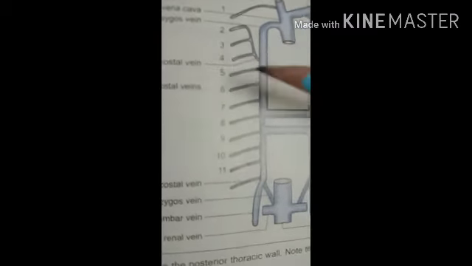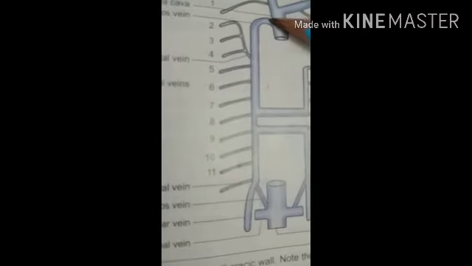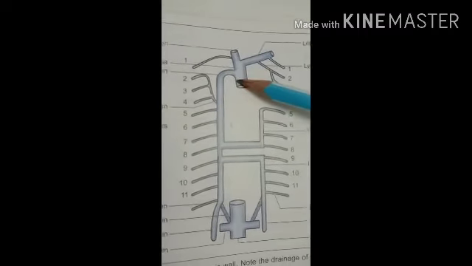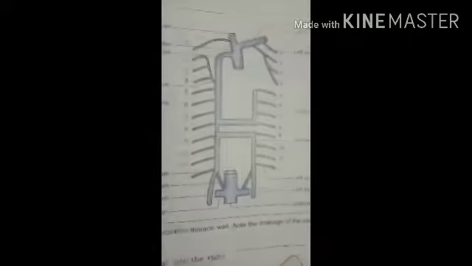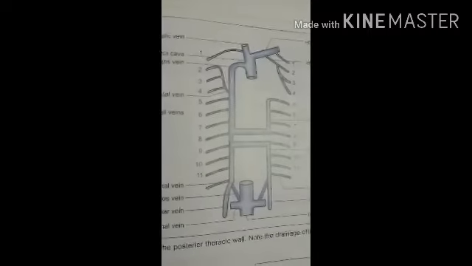And it terminates here, turning on the right side, and terminates into the superior vena cava at the second costal cartilage. So that is the course of the azygos vein.